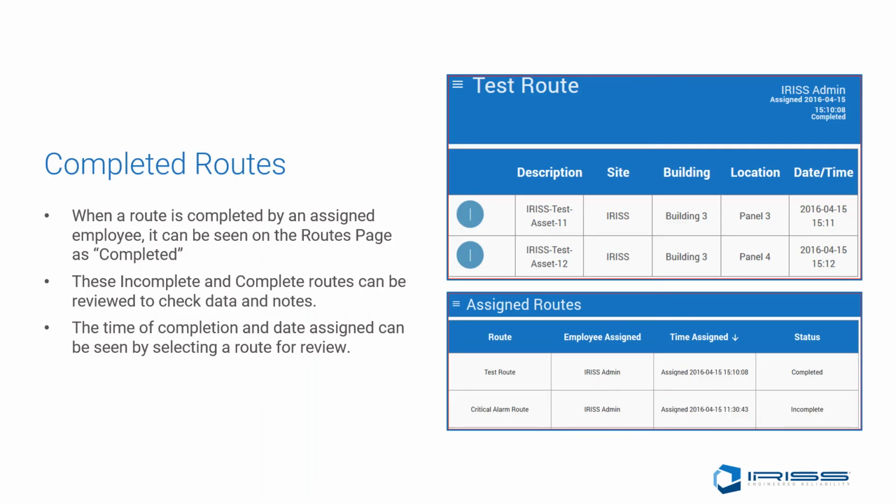So completed routes. When a route is completed by an assigned employee, it can be seen on the route page as completed. These incomplete and complete routes can be reviewed to check data and notes. So the time of completion and date signed can be seen by selecting a route for review.